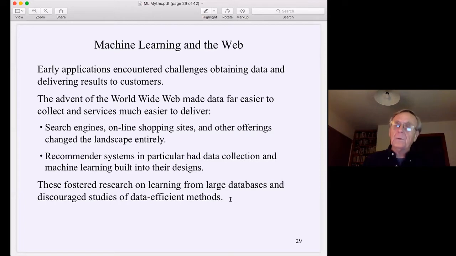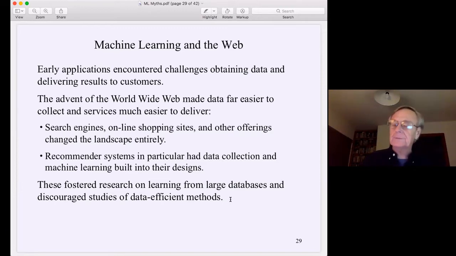But when the World Wide Web came along, suddenly it was far easier to get data and much easier to deliver services, right? So you had search engines, you had online shopping sites, you had other things that really changed the landscape.